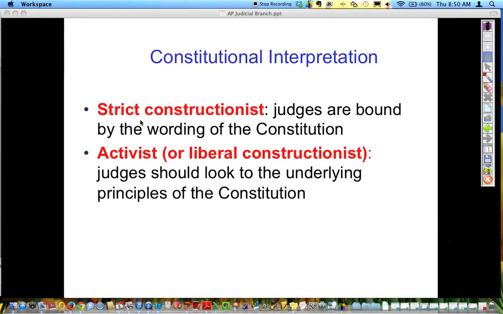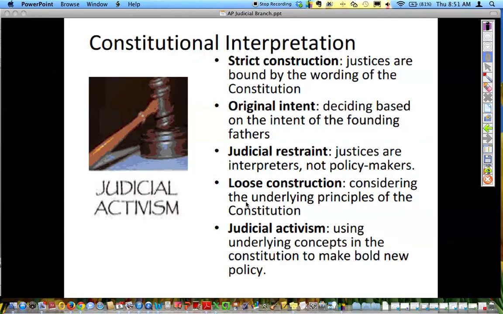So some judges are strict constructionists, some judges are activists, and that normally is taken into consideration when the president appoints someone and the Senate confirms by majority vote. These are other ways of looking at it. Justices are bound by the wording. Original intent, if you ever see that phrase, oftentimes they go back to the Federalist Essays and ask, what was the intent of the Founding Fathers when they wrote this portion of the Constitution? Our justices' main goal is to interpret the Constitution and the meaning. So oftentimes they look at original intent.